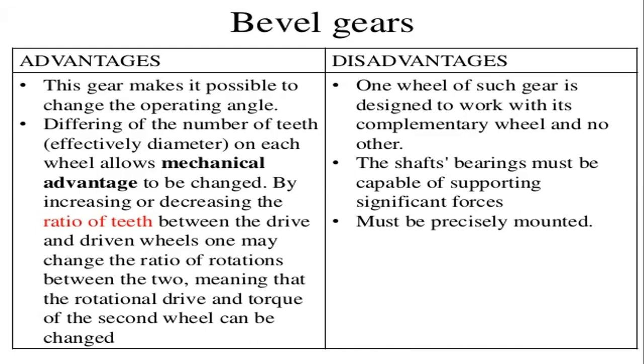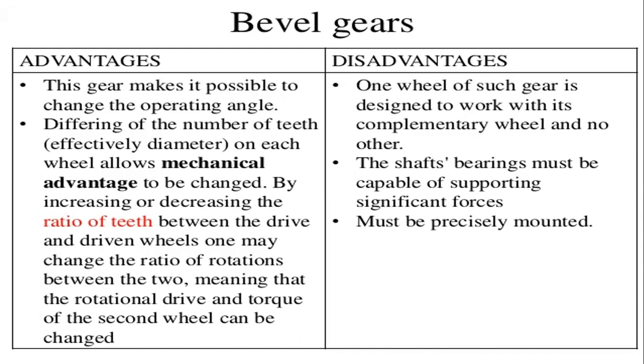By increasing or decreasing the ratio of teeth between the driver wheel and the driven wheel, one may change the ratio of rotations between the two. That is, it can change the rotations of the driver gear and the driven gear. So these are two advantages.